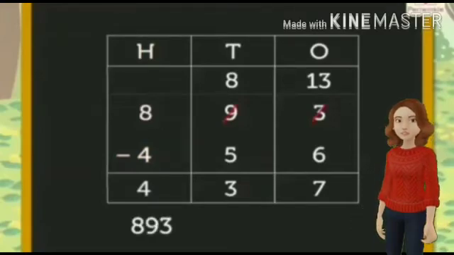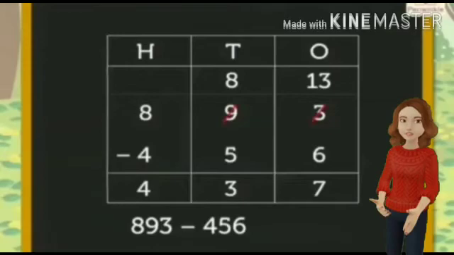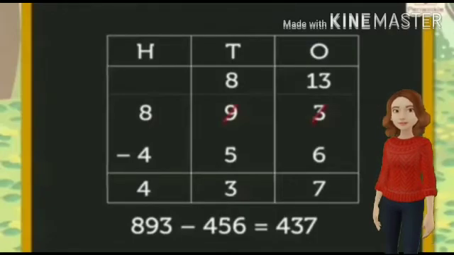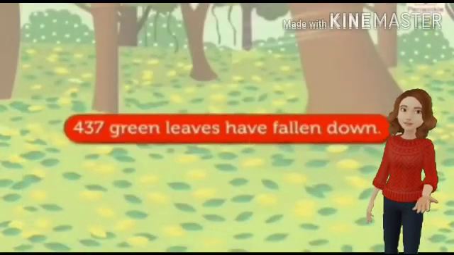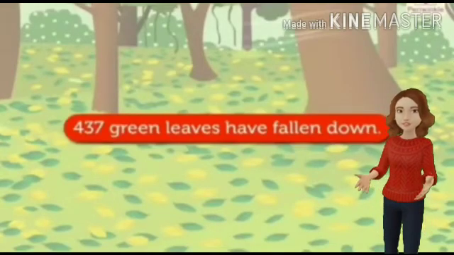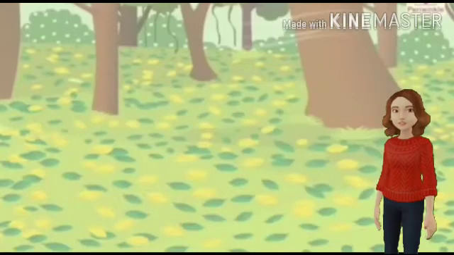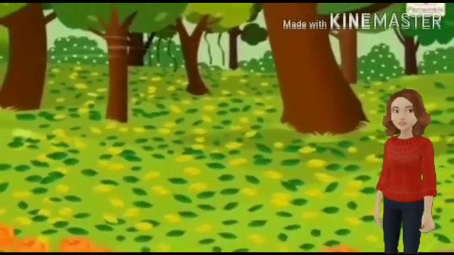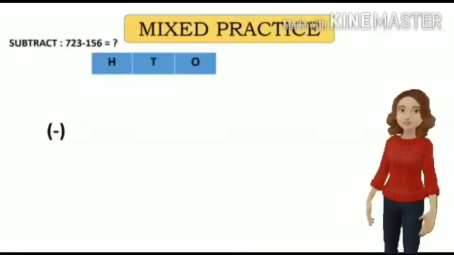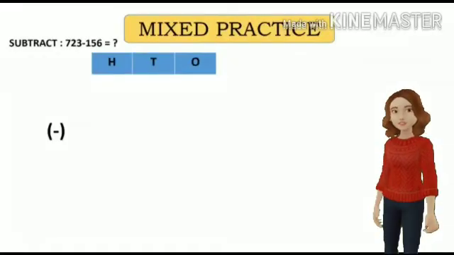Thus, 893 minus 456 is equal to 437. Hence, we conclude that 437 green leaves have fallen down. Wow! It was fun learning in this beautiful forest with many things, right? Mixed practice. We are going to subtract 156 from 723.